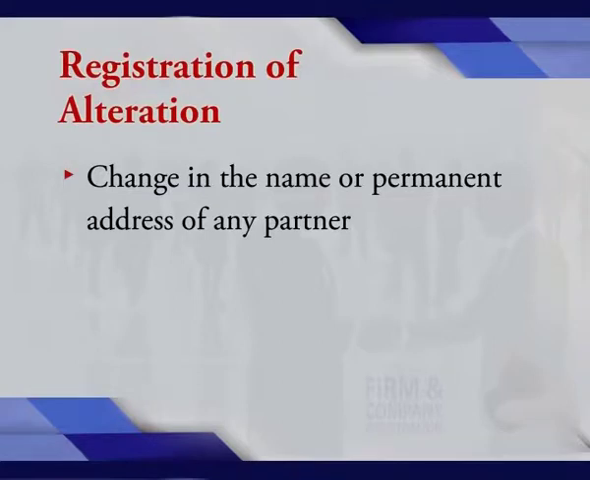There can be a change in the name or permanent address of any partner. When the partner of a registered firm changes his name or permanent address, then the information needs to be furnished to the registrar of firms by any of the partners or an agent of the firm by sending a notice of change to the registrar of firms along with the prescribed fees.